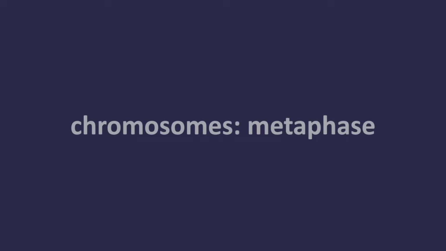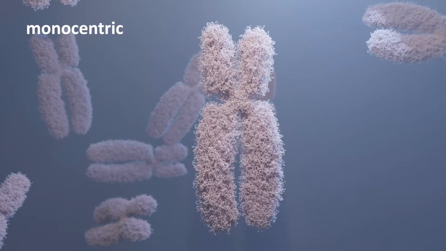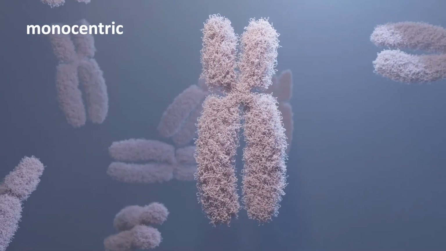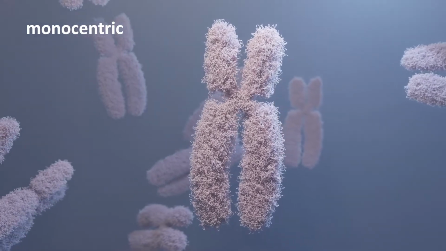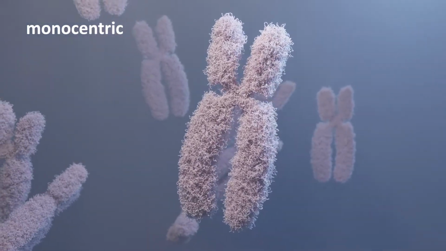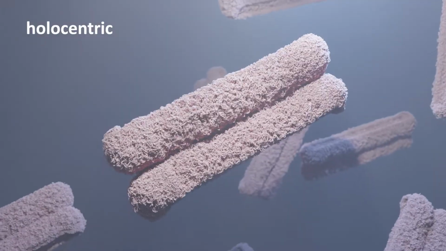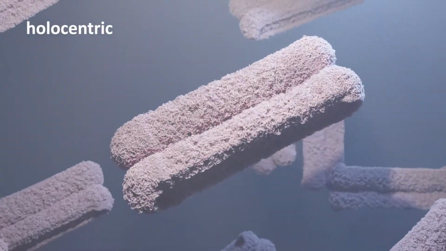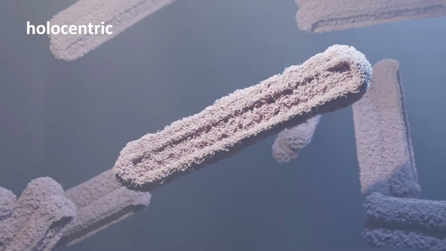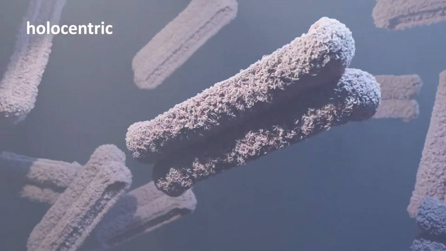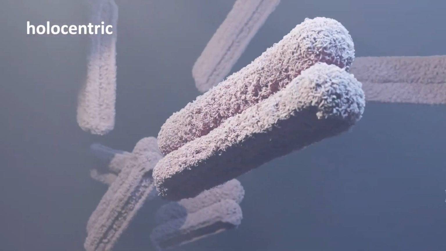chromosomes. We now compare the chromosome structure between a monocentric and a holocentric chromosome at the metaphase stage. Monocentric chromosomes are characterized by having the primary constriction where the centromere is located, where both sister chromatids are glued to each other. However, holocentric chromosomes lack the primary constriction, and both sister chromatids are glued to each other along the whole extent of the chromosome.